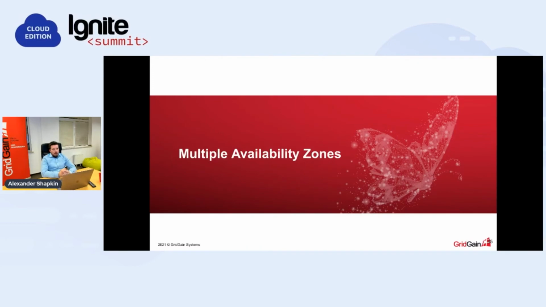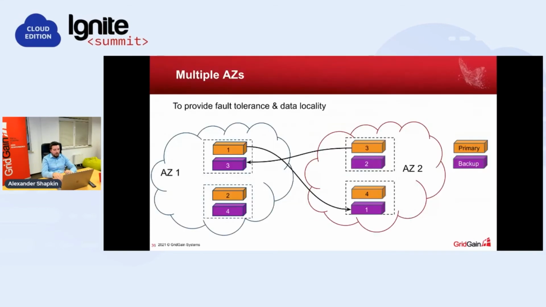Let's keep going. The next topic is multiple availability zones, and here I'm referring to the AWS regional division terminology, where a zone is just a dedicated data center. So why would you ever need a cluster that is running on different zones? Mostly to provide fault tolerance to your cluster and to provide better data locality to your clients.